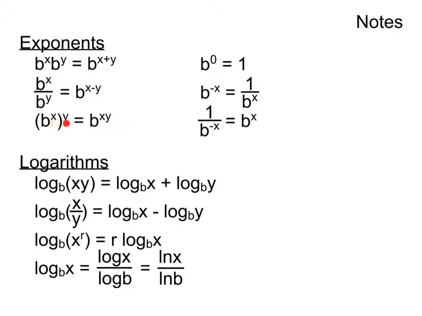and exponents, a power to a power, we end up multiplying them. Notice here with the exponent, it ends up multiplying. These rules are basically the same rules because logarithms are actually basically just exponents. And so a lot of the rules are the same.